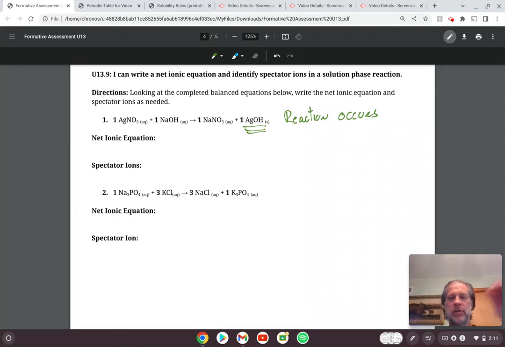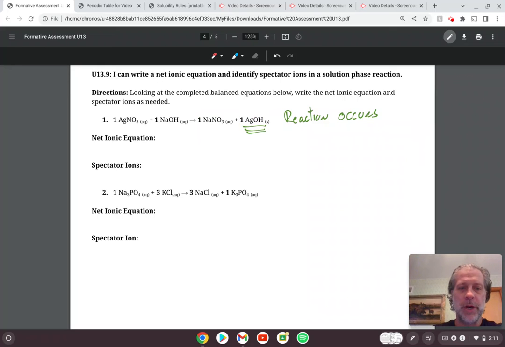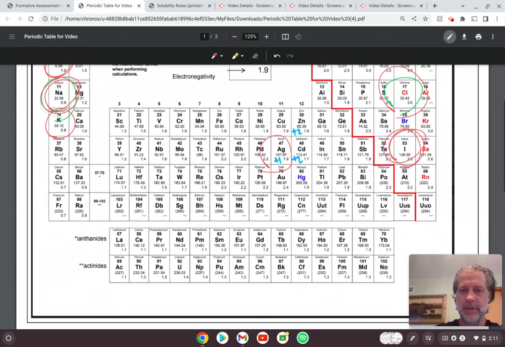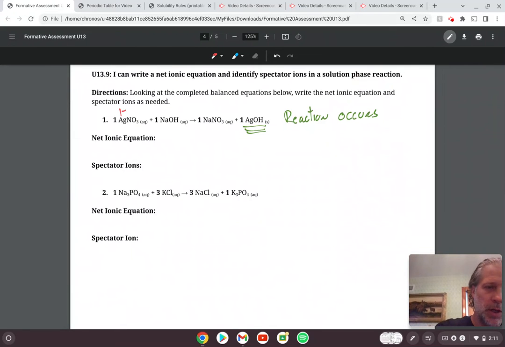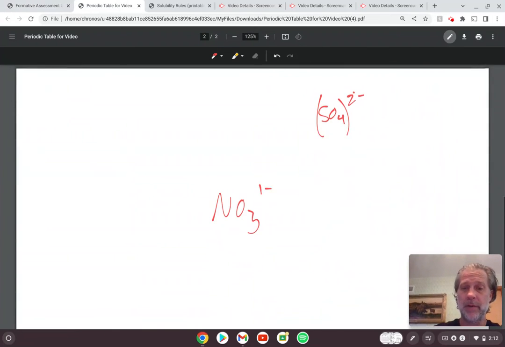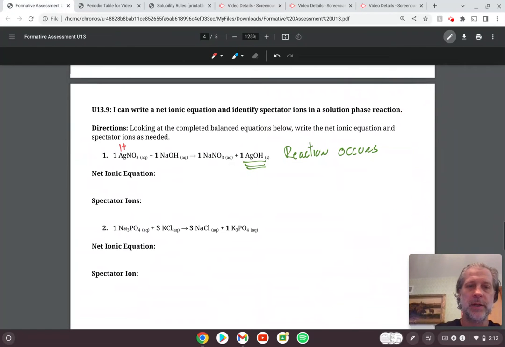So I always do these by writing them backwards, starting with the AgOH. So the first thing that I need to keep in mind is, what are my ions? So silver, Ag, if I go to my periodic table, I see that silver has a charge of +1 always. So this is going to be a +1. Nitrate is a polyatomic ion, and if I go to the back of my periodic table, it's NO3 right there. It's a -1.